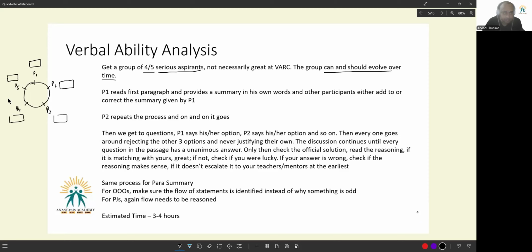And however many paragraphs there are, you just keep going. Let's say the first passage had 7 paragraphs, so 1, 2, 3, 4, 5, 6, 7. Now the second passage, first paragraph will come to P3, then P4, then P5. One paragraph at a time, everybody keeps on reading. Now, if a paragraph is only 2 lines, perhaps you can club it together, 2 or 3 paragraphs, that can also work. And this process keeps on happening.